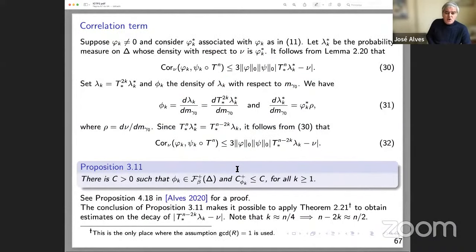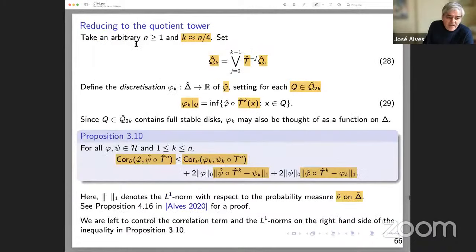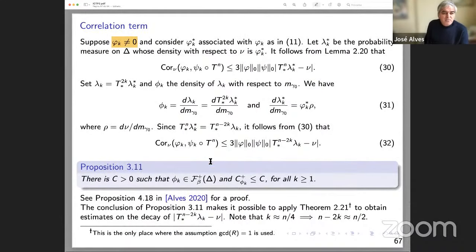So we first consider the correlation term. And this is the point where we are going to reduce the problem to a problem in the quotient tower. Suppose that phi k is not 0. If phi k is 0, then there's nothing to be done, because by definition of the correlation term, whenever the observable phi is 0, the correlation term is 0. So we can assume that phi k is not identically 0. And we consider this phi k star. What was phi k star? This has been introduced on the previous day.